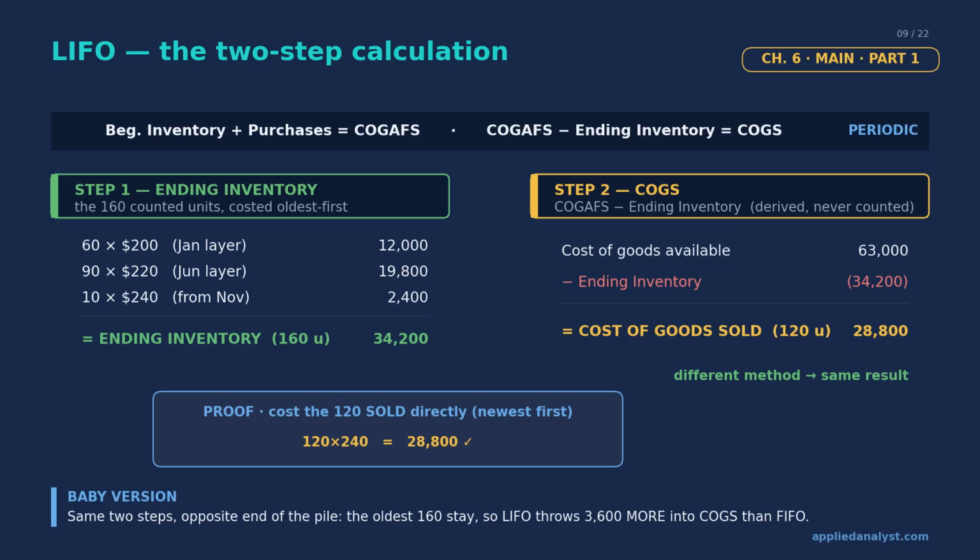Different method, same result. Now look hard at the gap. LIFO just threw 3,600 more into cost of goods sold than FIFO. That gap is LIFO's whole story in rising prices. More cost expensed, less value left on the shelf. Those fossil January costs frozen on the balance sheet.